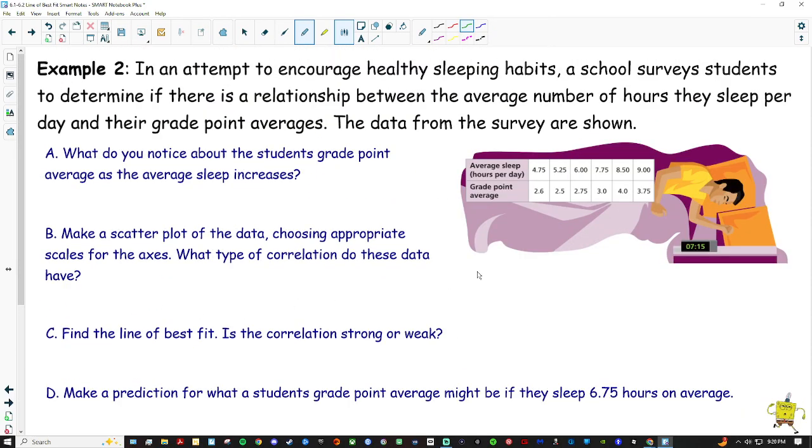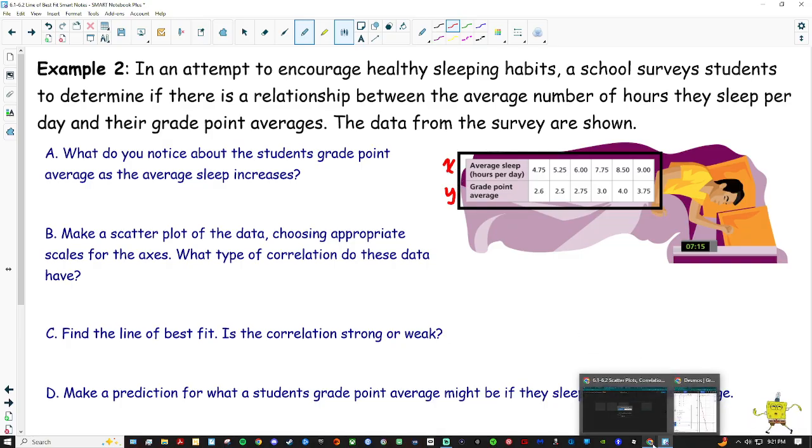Okay, number 2. In an attempt to encourage healthy sleeping habits, a school surveys students to determine if there is a relationship between the average number of hours they sleep per day and their grade point average. The data from the survey are shown. So here is our data from the survey right here. Remember, on the top is our x value, and on the bottom is our y value. So these are all of our x, and these are all of our y values. First thing you need to do is pause the video and type in all of these points.